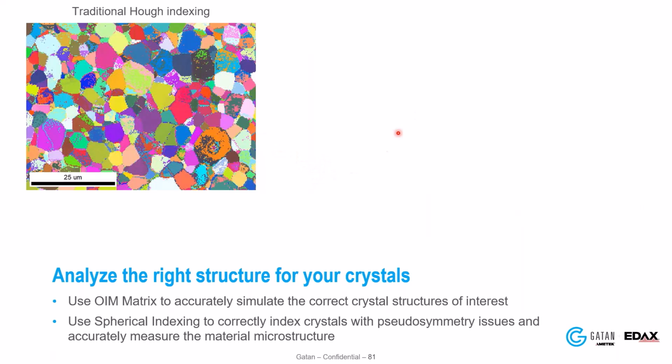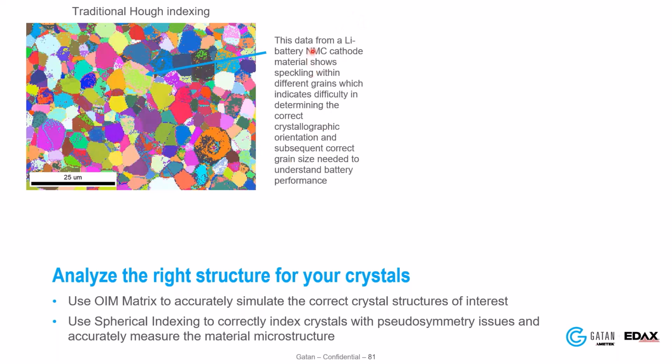Finally, the last example that I want to show is a Hough indexing from a lithium cathode material. So it's called an NMC cathode material. And you can see, we see grain structure, but within some of these grains, you'll see they're sort of speckled. And this is data that came from Imperial College over in the UK. They are interested in understanding how the orientation and grain size affect battery performance.